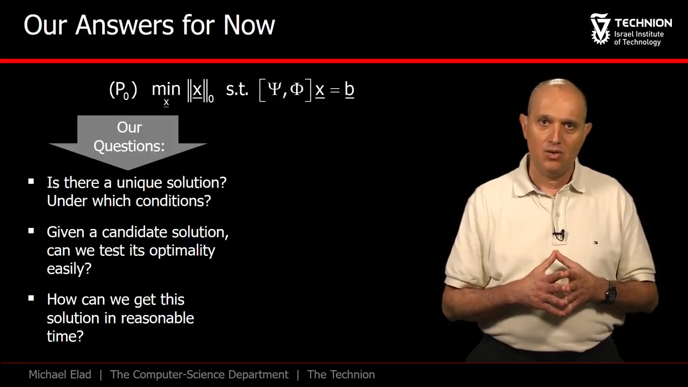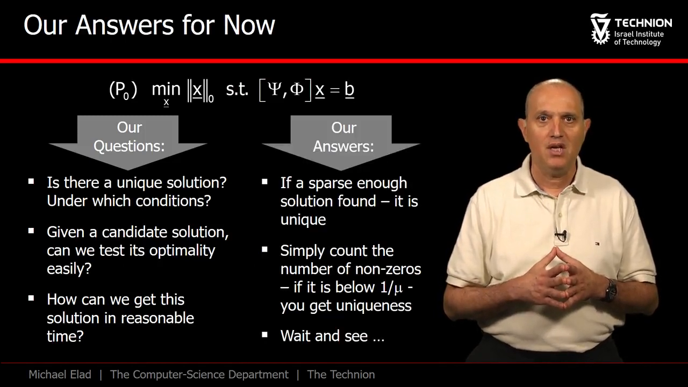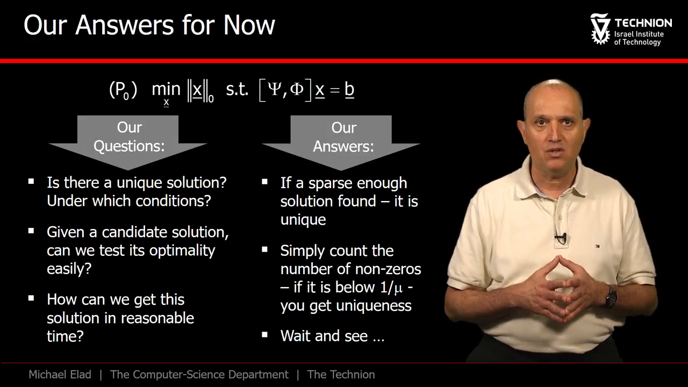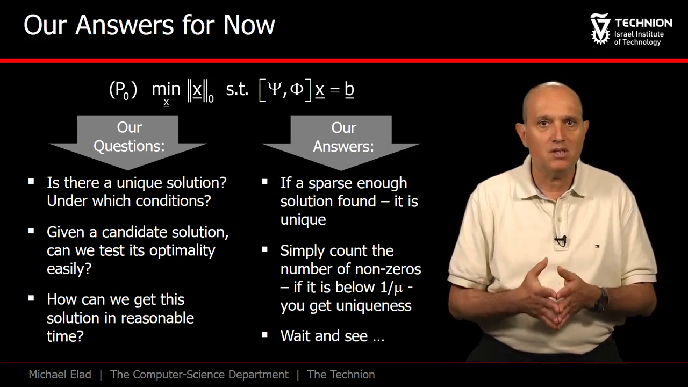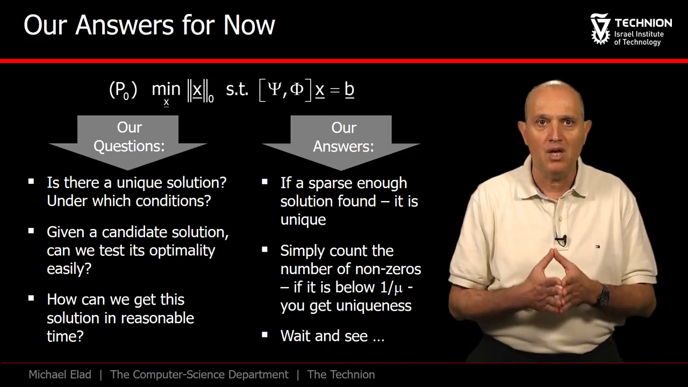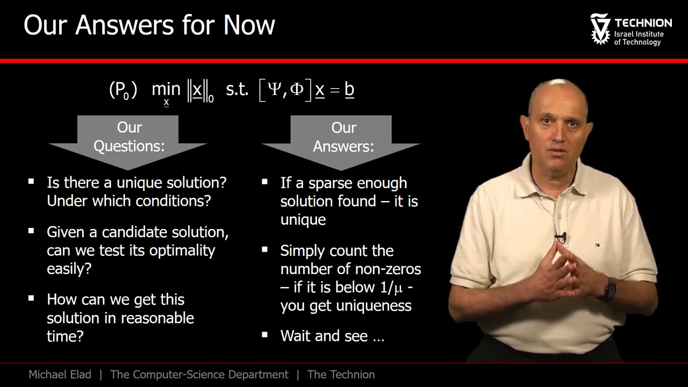So to summarize, we have posed some questions and now we have some partial answers. If a sparse enough solution is found, it is unique. The test to verify that is the simplest possible, counting the number of non-zeros in this vector. What about an algorithm for finding it? We will get to this very soon.